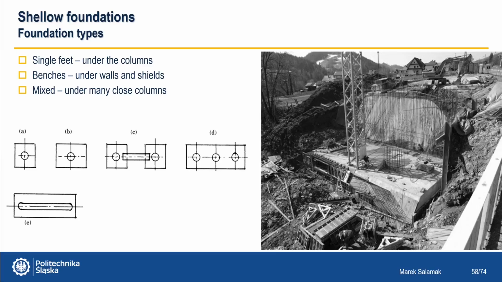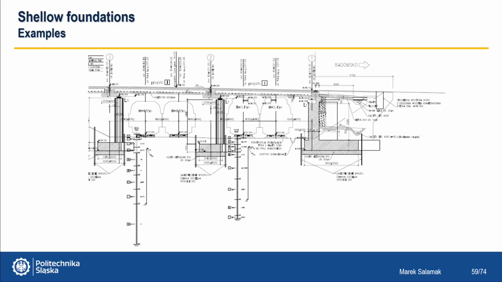Here we have the three common foundations in bridge supports with single footing for columns, of course shallow foundations with footings for walls and shields, and mixed solutions used under many nearby columns. Here's an example of a viaduct with shallow foundations, but with their protection with sheet piles due to the limitation of excavations in the immediate vicinity of the railway tracks. It was also necessary to replace the soil.